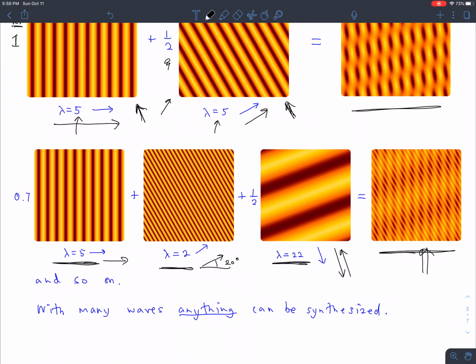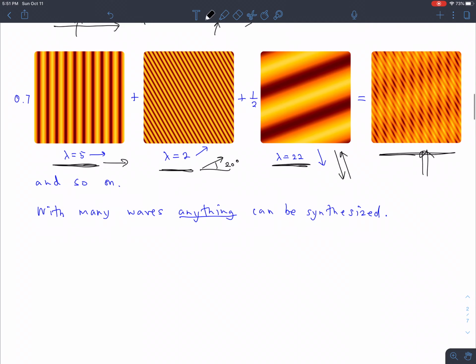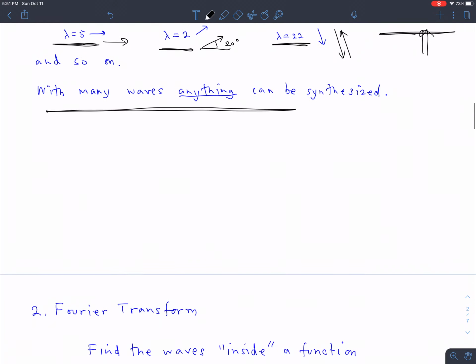Indeed, this pattern is already very complicated. And the question is, what will happen if you've got, let's say, 100 waves, each with different directions, wavelengths, and amplitudes? The answer is that with that many waves, you can draw a picture of the Mona Lisa, or maybe not quite, but you're getting there. If you wanted to do the Mona Lisa, you just need enough waves. You can make any picture or any two-dimensional function at all as a superposition of two-dimensional waves. And in general, you can make an n-dimensional function, a function on, say, a 10-dimensional space, if you use 10-dimensional waves and superimpose them. So with many waves, anything can be synthesized.